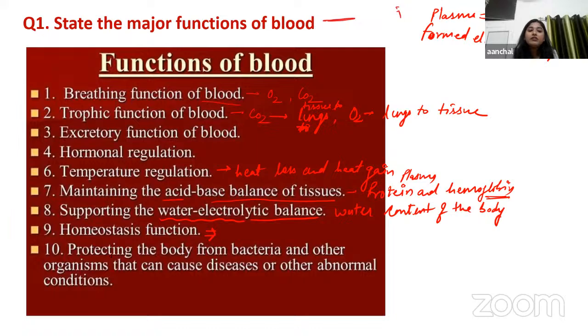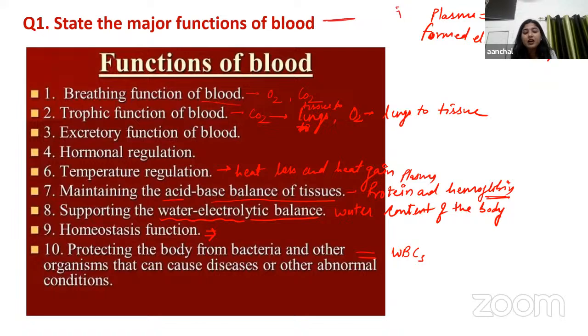Now, last we have the function that it protects the body from bacteria and other organisms that can cause disease or other abnormal conditions. As we know, blood plays an important role in the defense mechanism also. How? With the help of cells, and those cells are WBCs, right? WBCs are responsible for this function, and specifically neutrophils and monocytes, which engulf the bacteria by the process known as phagocytosis, right?